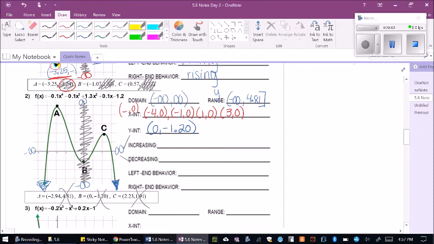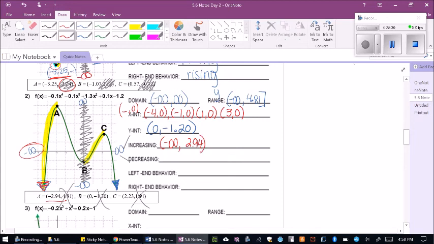So I'm going to see that that's going to happen from this negative infinity piece to A. And then from A to B, that's going downhill. But also from B to C, it's going uphill. And so now we've got to write the interval of those yellow highlighted pieces. So I'm going from this arrow, which is going to be negative infinity, to that x value of point A, and that's negative 2.94.